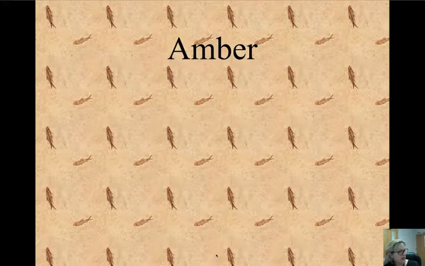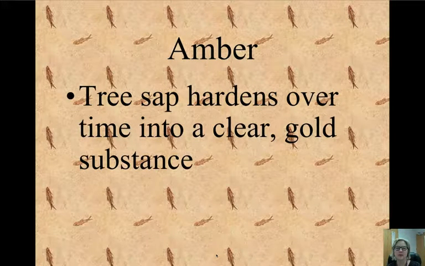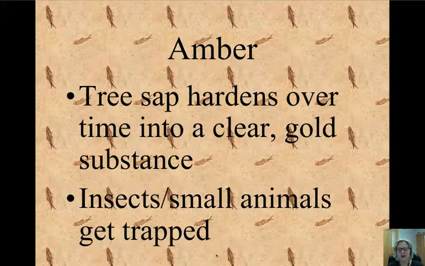Amber. Amber, a lot of people use as a stone, a gemstone, and they put it in their jewelry, and some people name their daughters Amber. But amber is actually tree sap that hardens over time into a clear gold substance. Usually we find insects in amber because, as the tree sap comes out of the tree, it covers up any insect that may be in its path, and then that tree sap hardens until it's rock-like. And you never get a woolly mammoth in amber.